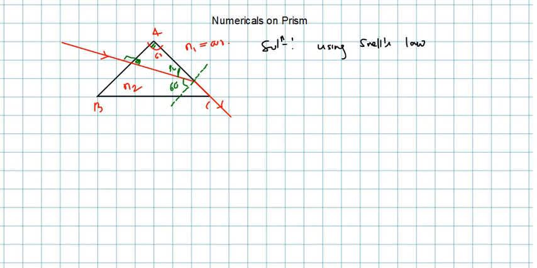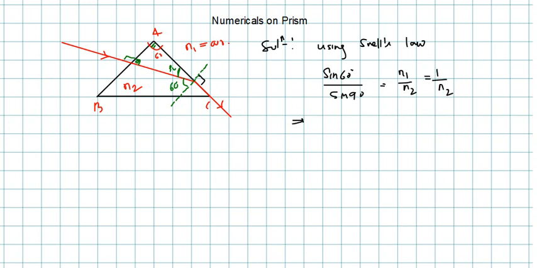we can write sine 60 by sine 90. Why? Here is sine 60, here this is 90. So the ray is going from N2 to N1. So it should be N2 by N1. Sorry, it is going from the second medium first, so it is N1 by N2. It is going to the second medium. So N1 is 1 and N2 I need to find.